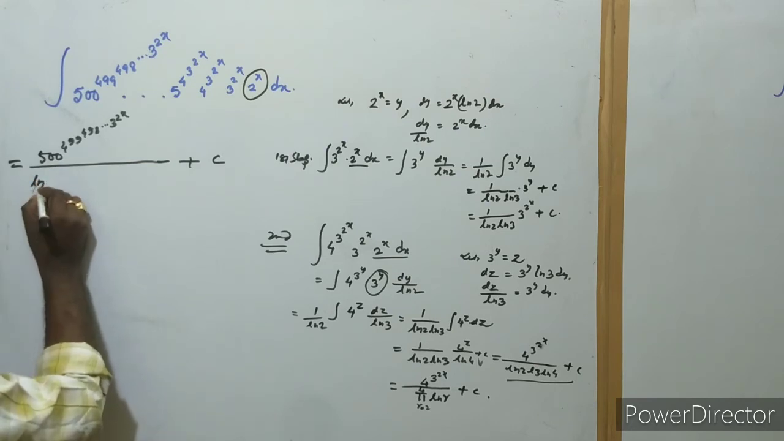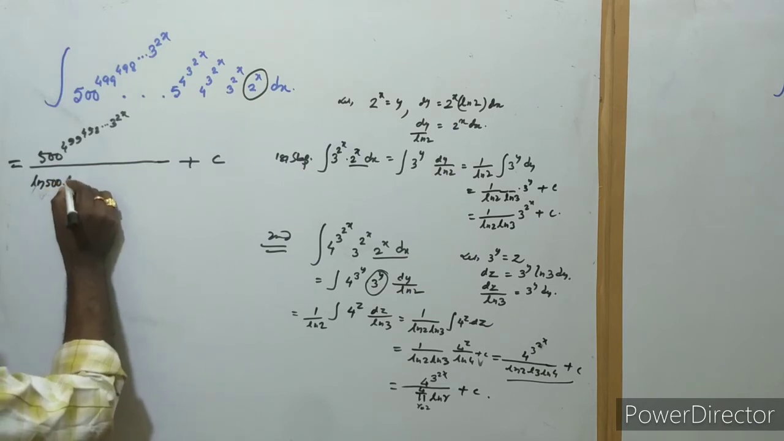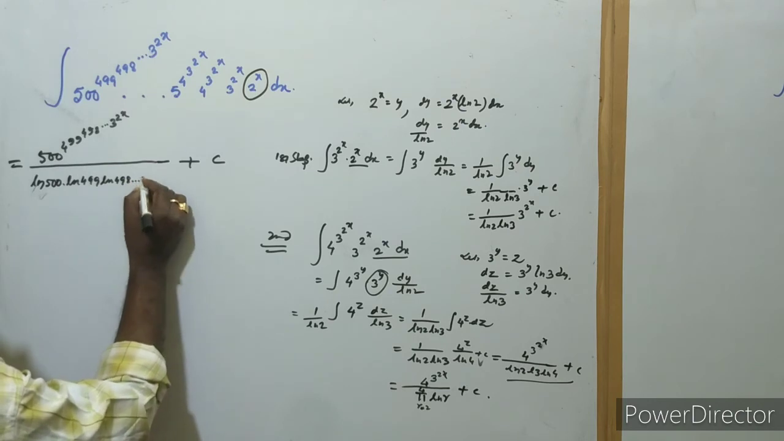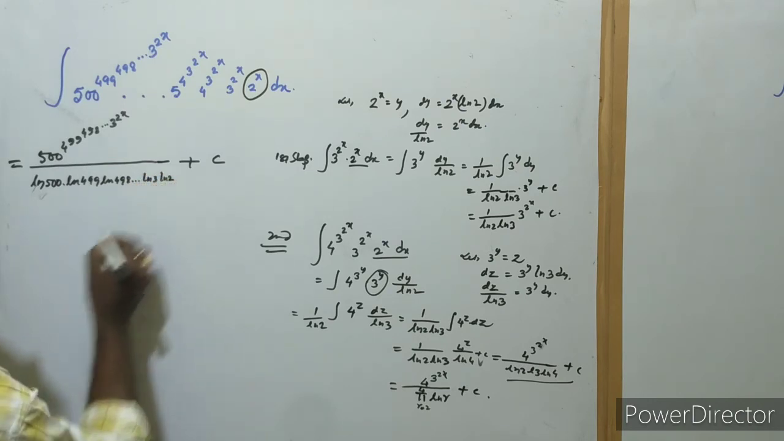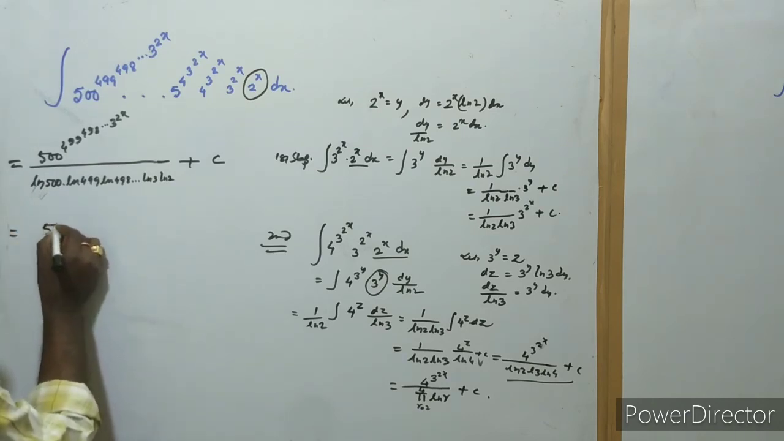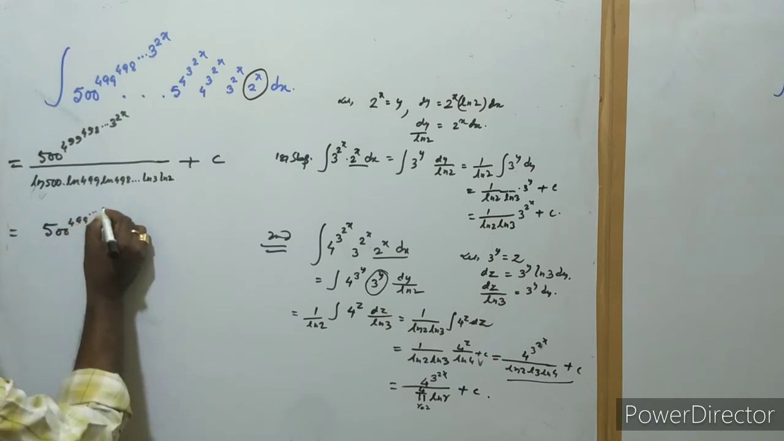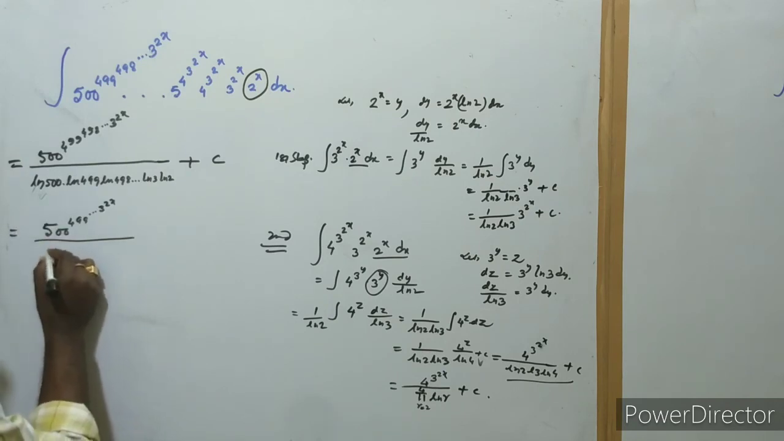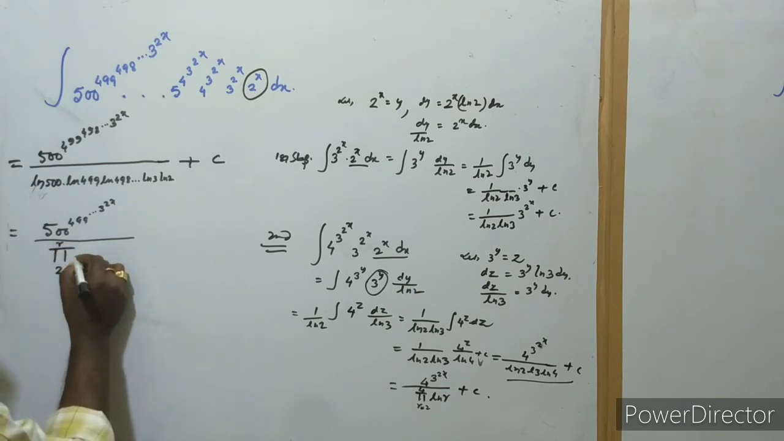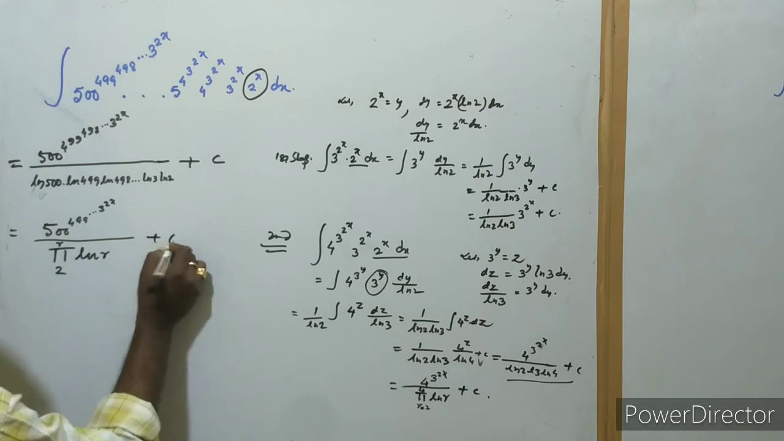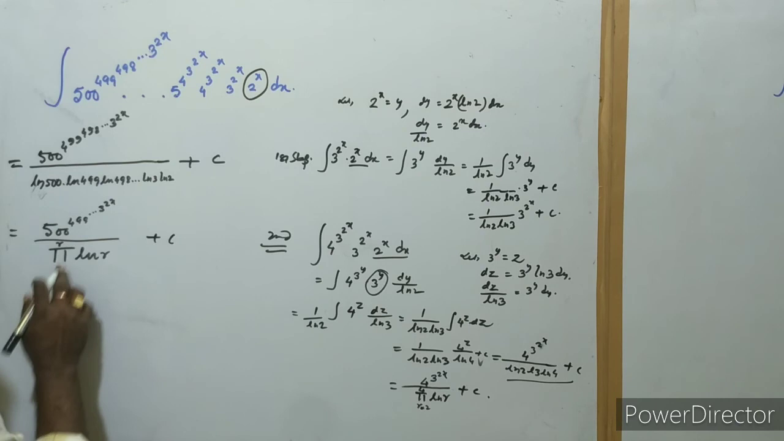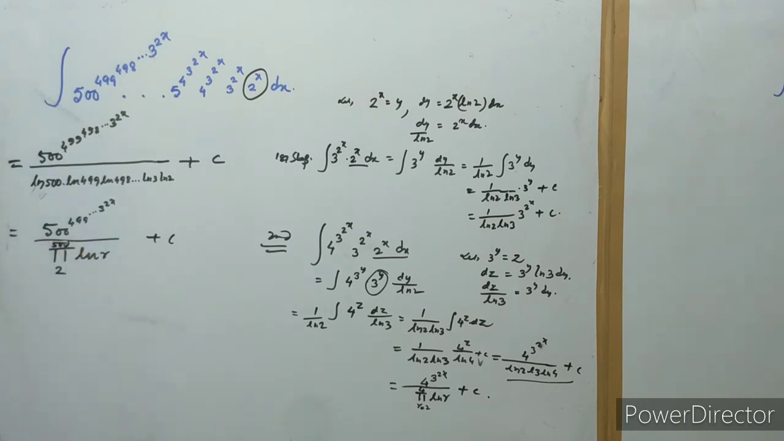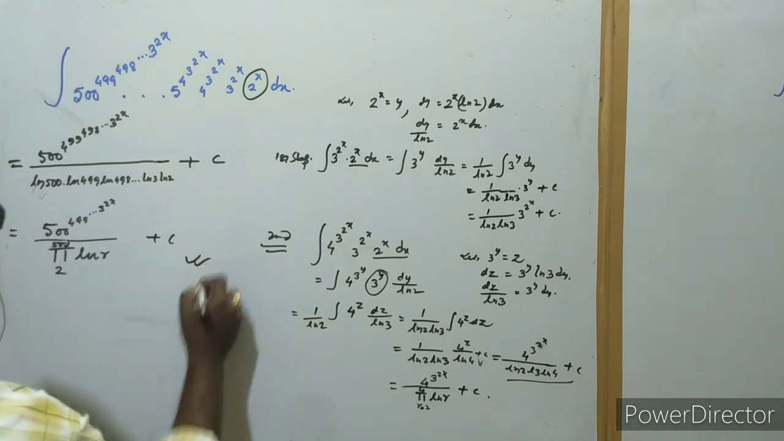So in the opposite direction we write ln 500 into ln 499 into ln 498 and dot dot dot ln 3 ln 2. So the answer is 500 to the power 499 and so on down to 3 to the power 2 to the power x, all divided by the product symbol, the product of ln r from r equal to 2 to 500, plus c. If we put 2, we get 2, then 3, and so on up to 500. So this is your answer. I think all of you understood it better. Bye.